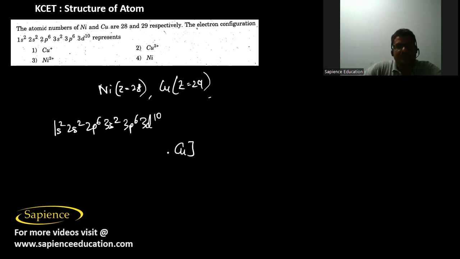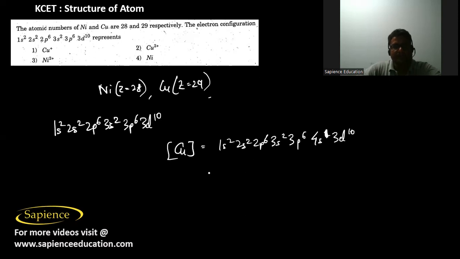So the electronic configuration for copper is 1s2, 2s2, 2p6, 3s2, 3p6, then 4s2, 3d10. No, 4s1, 3d10. So for Cu plus, this will be the electronic configuration, since it will lose one electron from the 4s orbital.